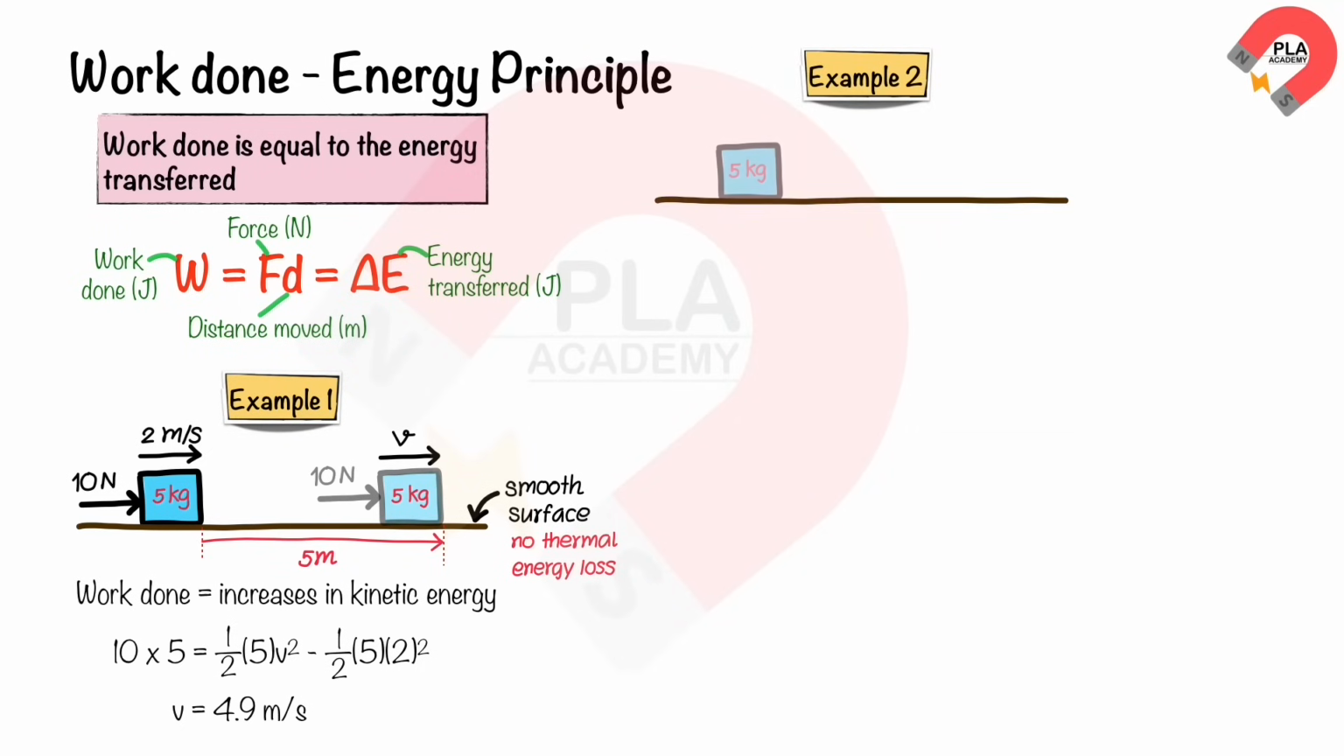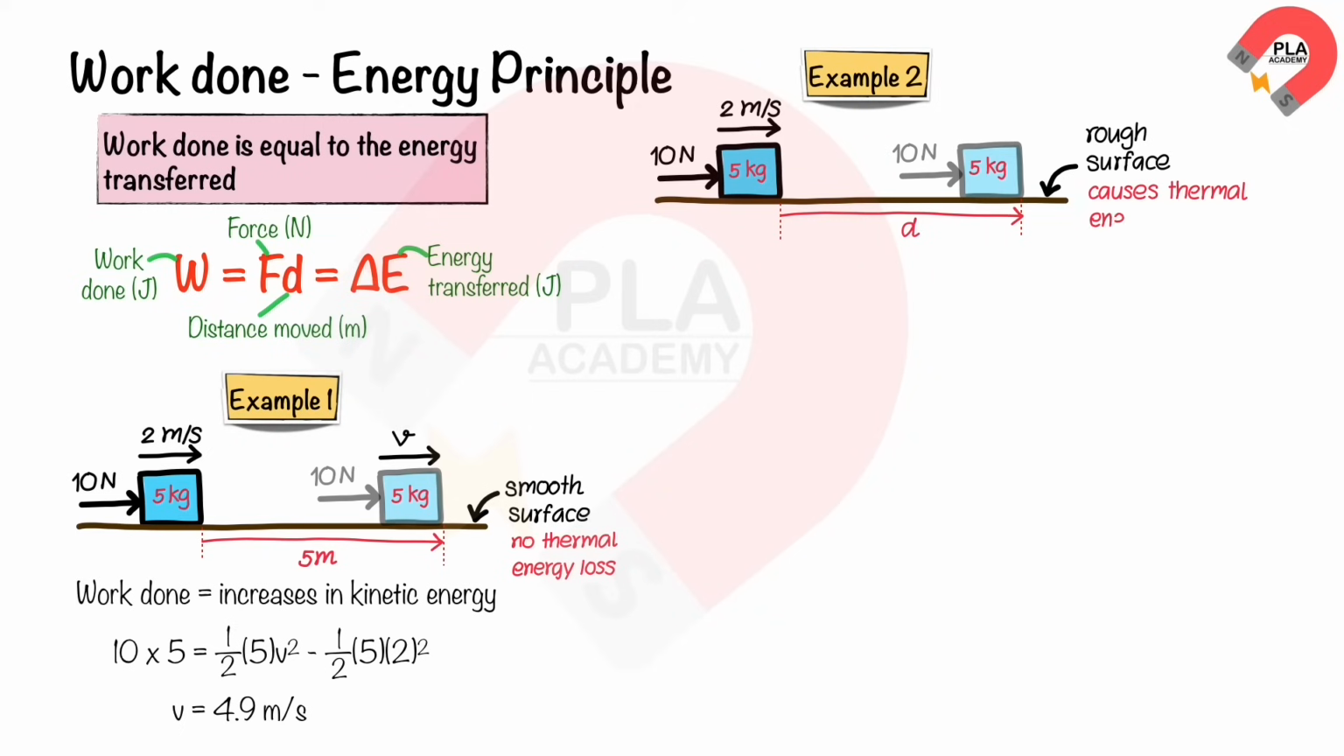In another scenario, let's consider the same box with an initial speed of 2 meters per second. It is exerted to a force of 10 newtons along a rough surface for a distance of d meters. As a result, 5 joules of thermal energy is lost, and the final speed is 5 meters per second. We need to find the distance moved by the box.